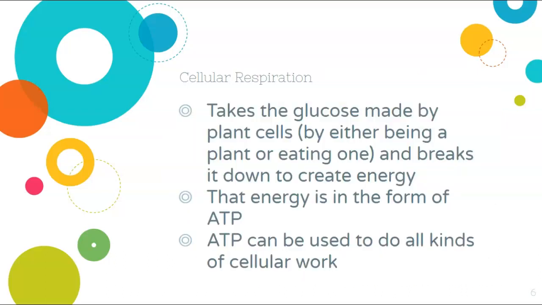So basically what we're doing here is we're taking glucose that's made by plant cells, which you get either if you're a plant cell or you get by eating a plant cell or eating a thing that ate a plant cell, okay? And we're going to take that glucose, break it down, and make energy in the form of ATP, and that ATP we're going to use to do all kinds of cellular work like we learned about before: transport work, mechanical work, chemical work, any of that stuff.